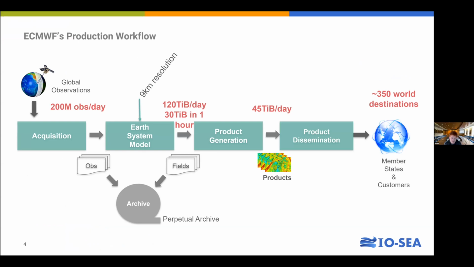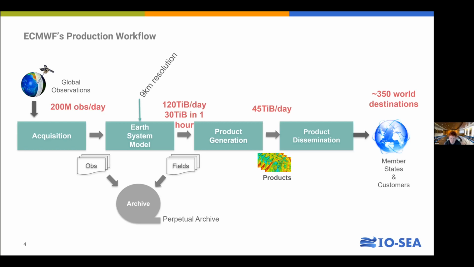These observations feed into our Earth system model, which is where the main forecast runs. We run one deterministic forecast at a high resolution, and we also run a 51-member ensemble forecast. Each time this Earth system model runs, in each cycle, as we call it, we produce about 30 terabytes of data in 1 hour, totaling 120 terabytes per day because we run 4 cycles per day.